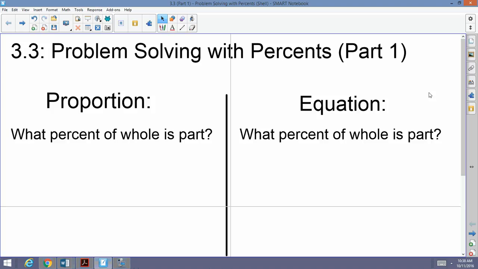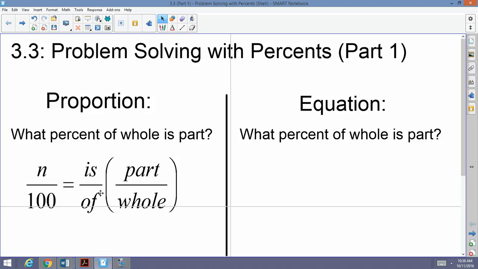So when we're looking at what percent of a whole is a part, we're looking at the proportion n over 100 equals is over of. So n is the percent, but without the percent sign. There is no percent sign. It's just the percent over 100 equals is over of. The is belongs to the part, that is the answer to the equation. And the of belongs to the whole, that is the main whole part of the equation.